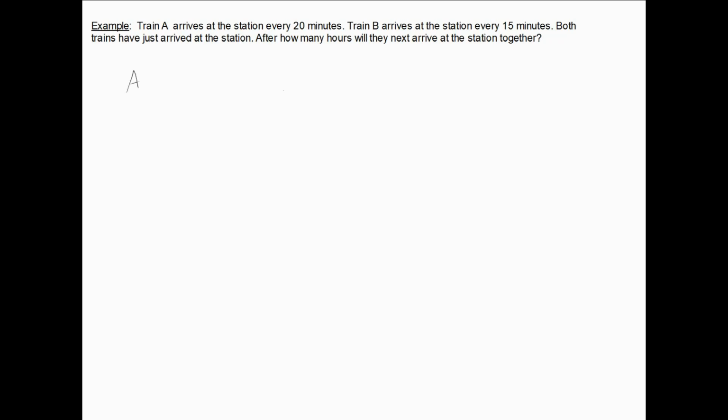We could look at this situation by looking at multiples of 20 and 15, because every 20 minutes train A is arriving at the station. So we can say that if it arrives at a certain time, then 20 minutes later it will arrive again. 40 minutes from the start point it will arrive again, and then 60 minutes from the start point, and so on. Train B, if it arrives at a certain time, then 15 minutes later it will arrive again. 30 minutes from the start it will arrive again. 45 minutes from the start it will arrive again, and 60 minutes from the start it will arrive again.